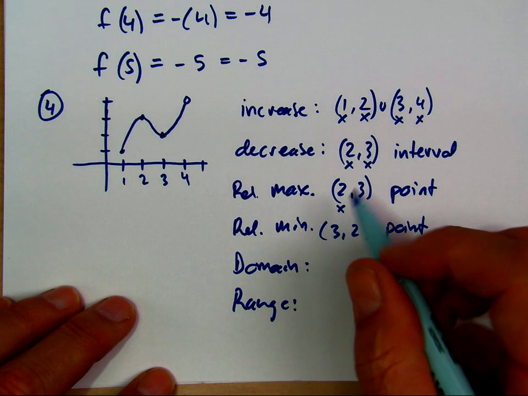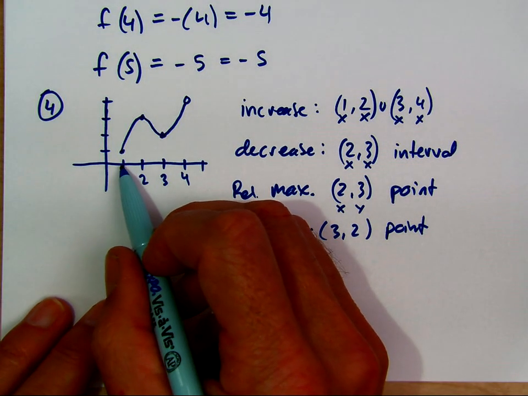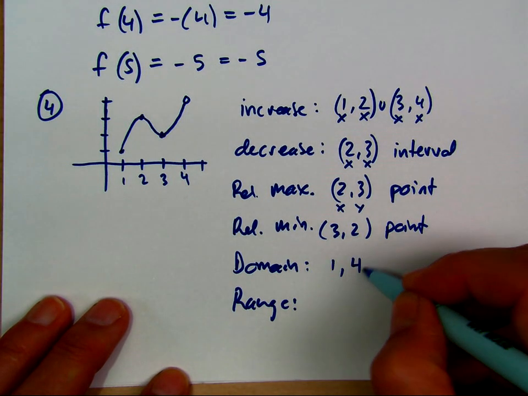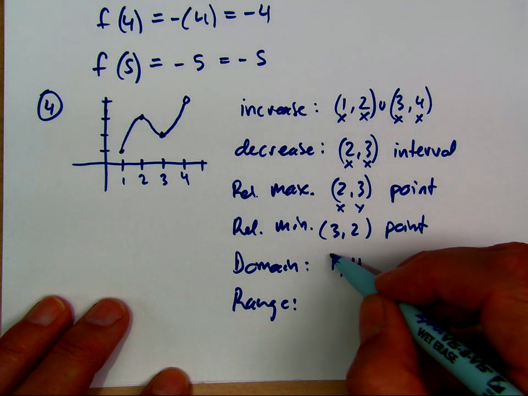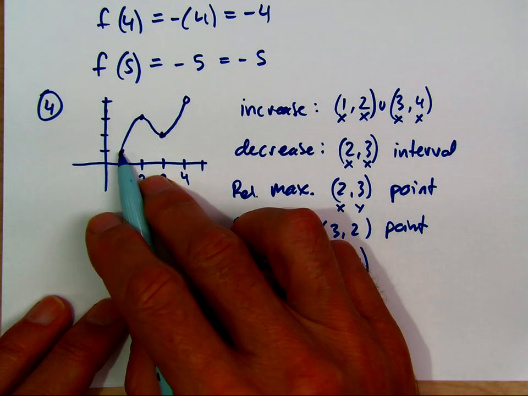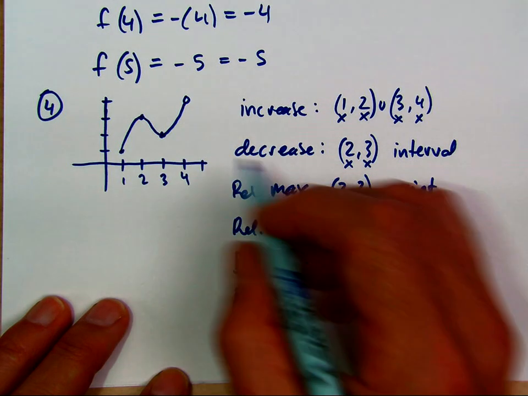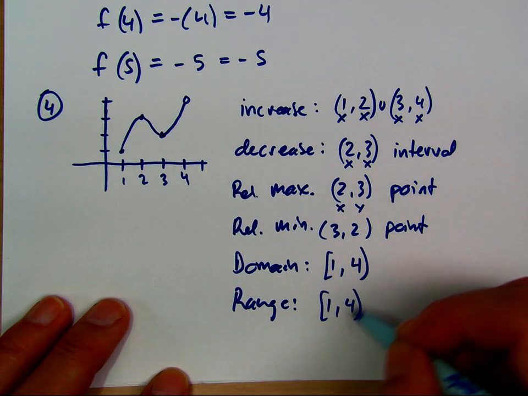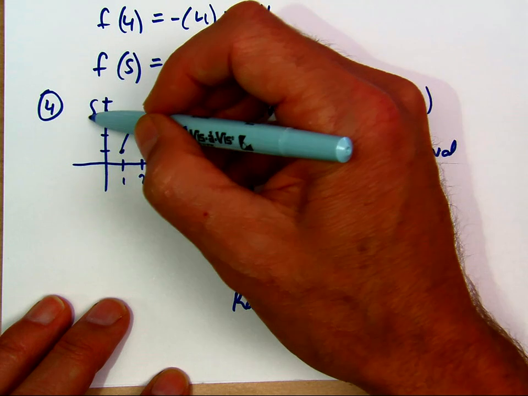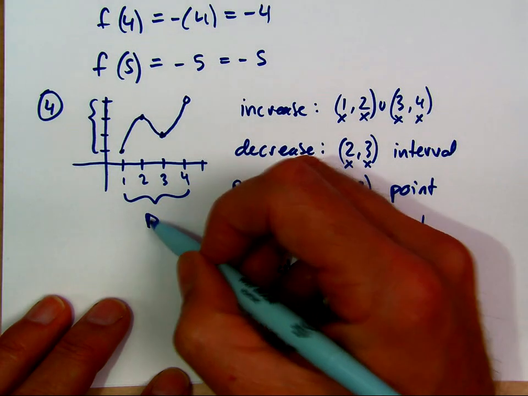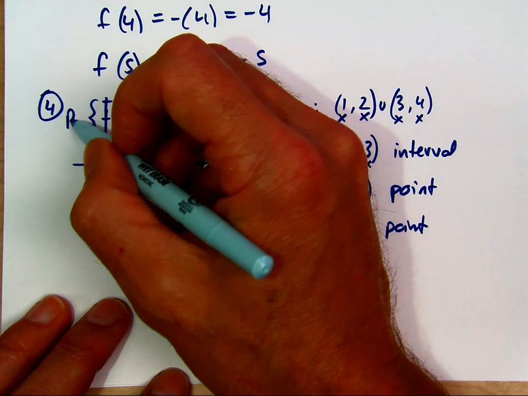And the domain is all the x values. So it starts at 1 and goes to 4. We're going to include 1 but not include 4 because there's a closed circle there and an open circle there. And here we're going to go 1 to 4 also. The range is all of these values, the range, and there's the domain. Domain and range.